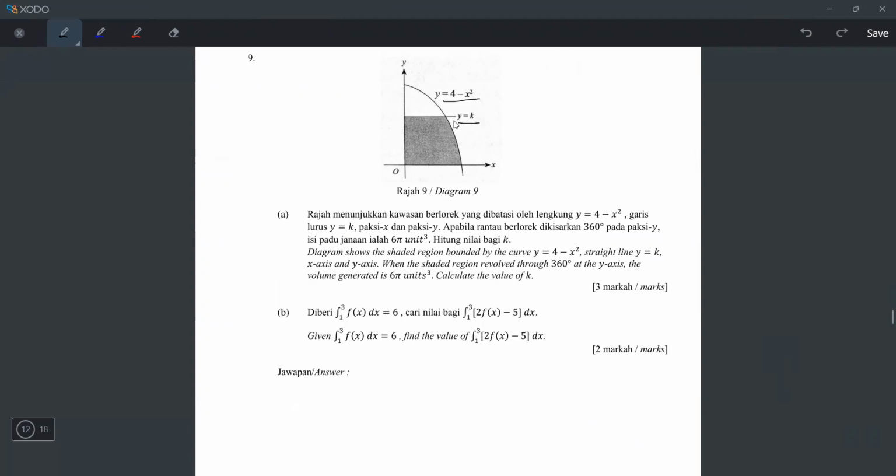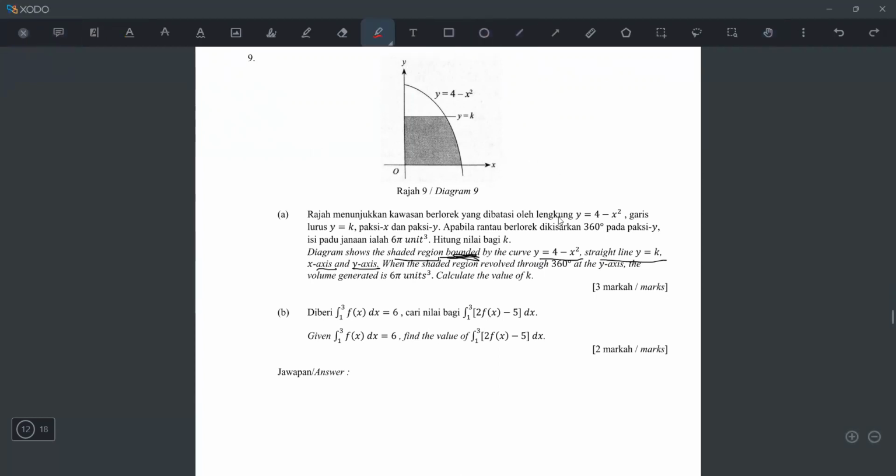There's some equation given here. Okay, let's read. Diagram shows the shaded region. So I assume it's talking about this shaded region. Bounded means what? It means surrounded. So surrounded by what? By the curve y equals 4 minus x squared, and the straight line y equals k, and the x-axis and the y-axis. Okay, let's use a different color to do it.